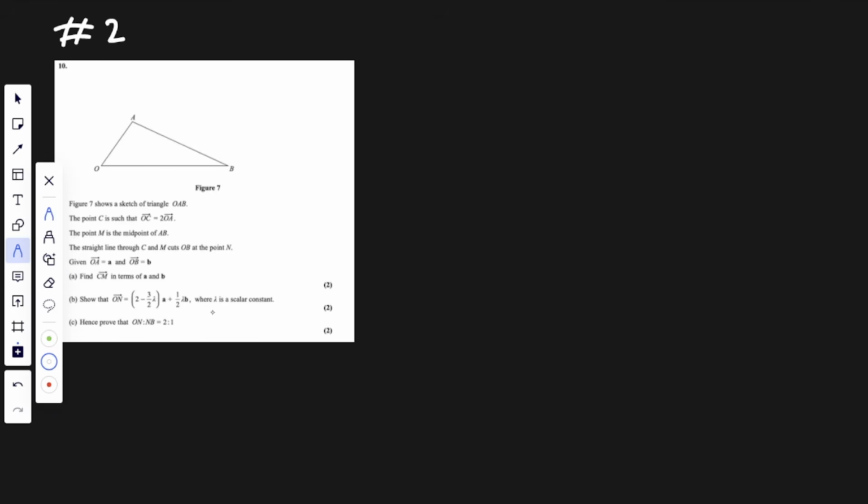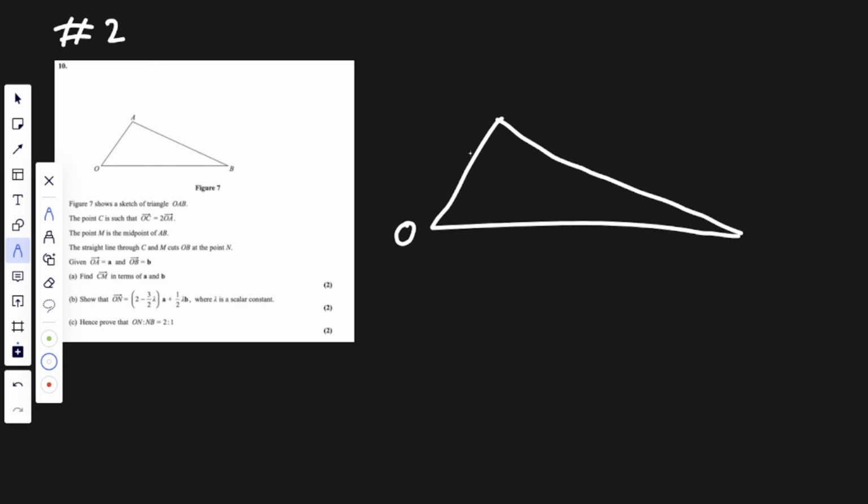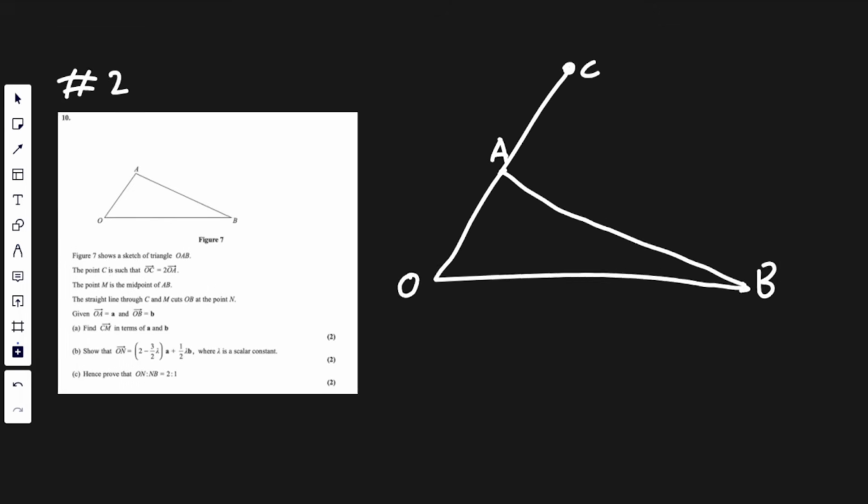So first of all, most important thing, we need to draw a diagram. Figure 7 shows a sketch of triangle OAB. So let's draw OAB on our own. And I recommend redrawing their diagrams just so it's bigger and something you can annotate quite easily. Next, the point C is such that O to C is equal to twice the size of O to A. So O to A goes along this line. O to C is 2 of this line. So C is going to be up here.